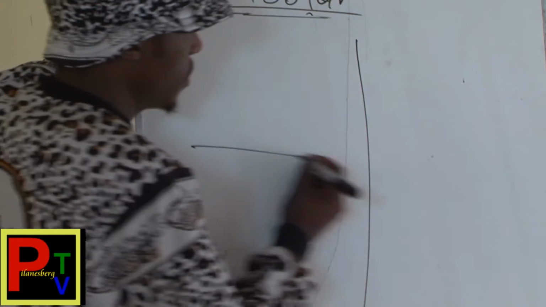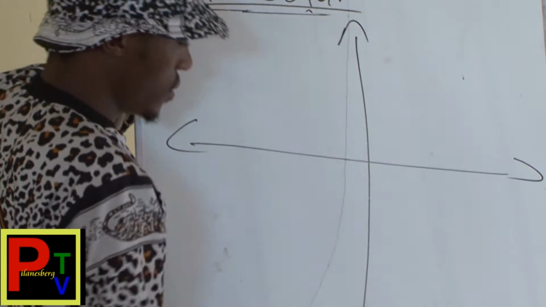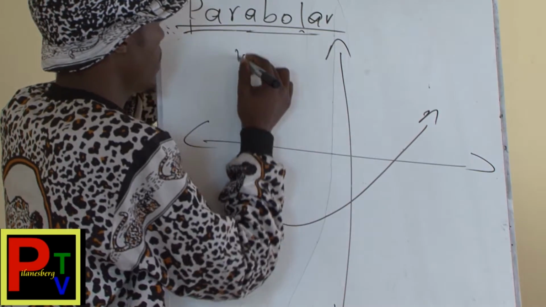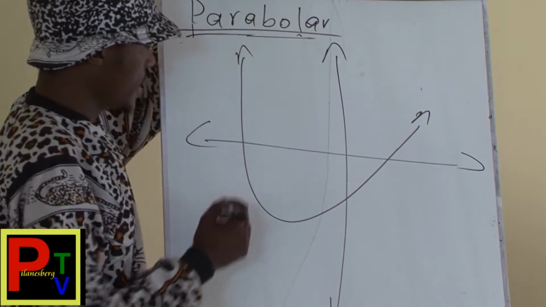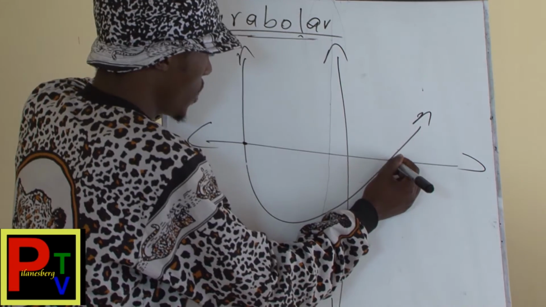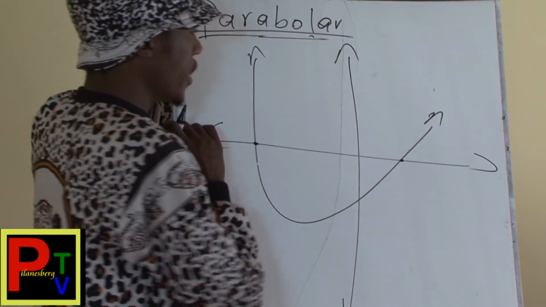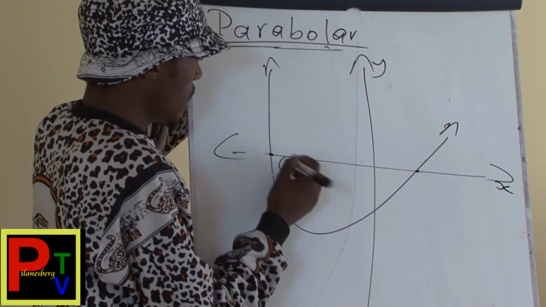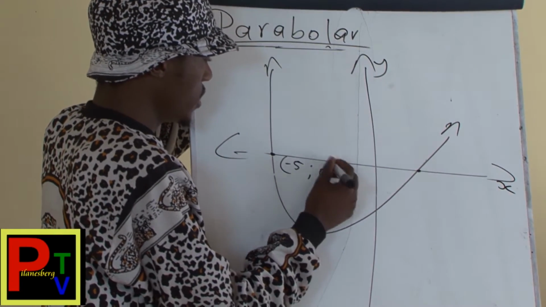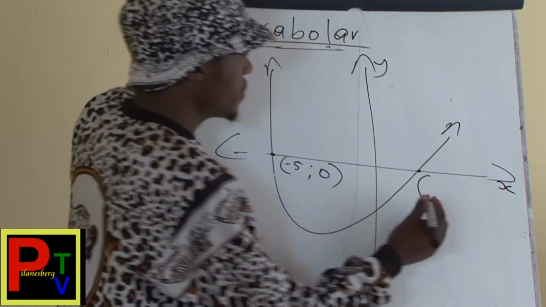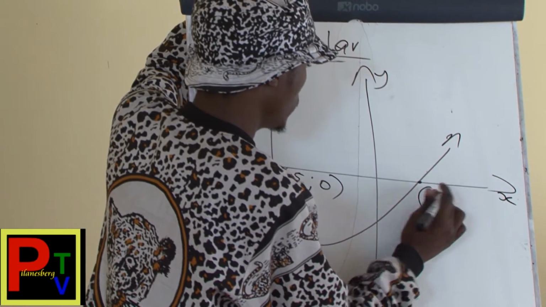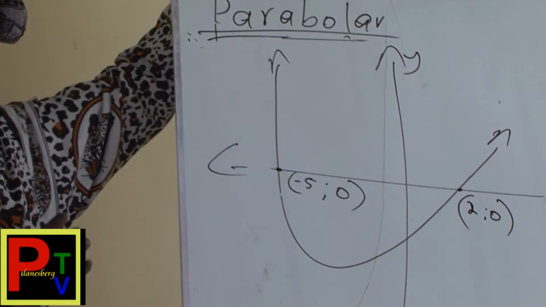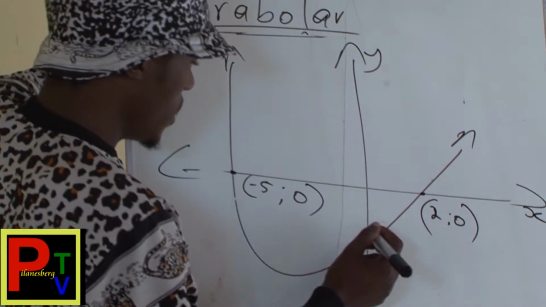Here's your function now. You are given this point and this point. We know always for the x-intercept, y is 0. Here it is negative 5, then the y is 0. Then here it's 1, let's say 2. 2 and 0. Then you are given another point that lies on your parabola.